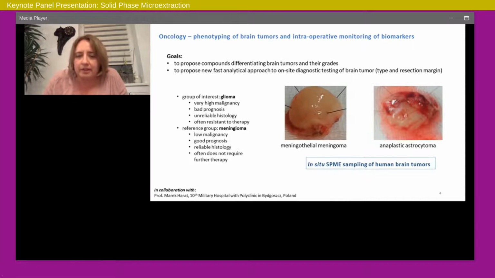On the right, as I said, you can see glioma. This type of tumor has many subtypes. It's a very malignant tumor. So this is the one that we are interested in, to find biomarkers of different grades of gliomas and also subtypes of gliomas which are susceptible to a given treatment or not.